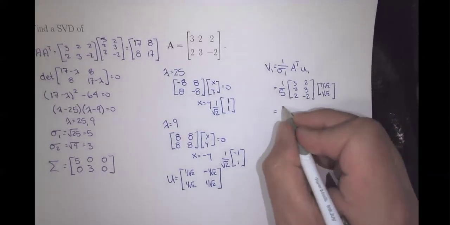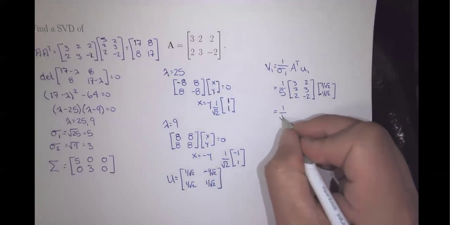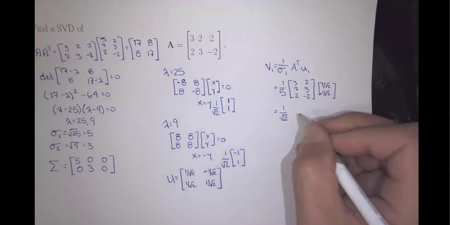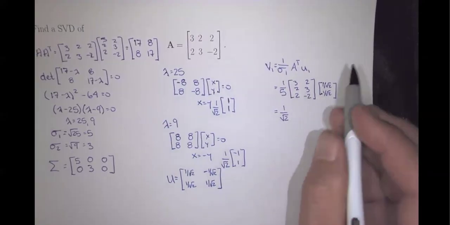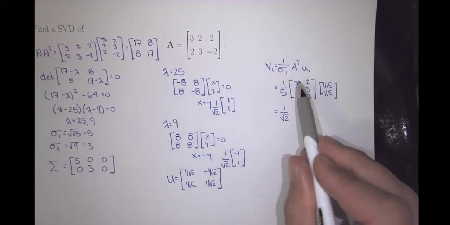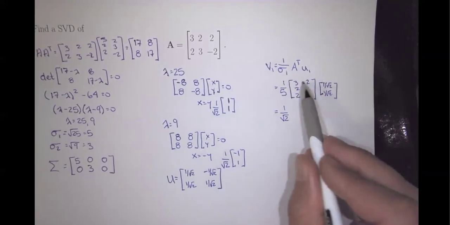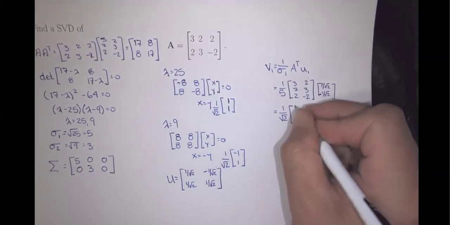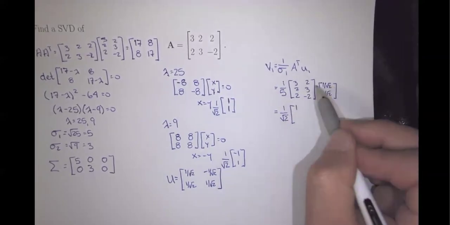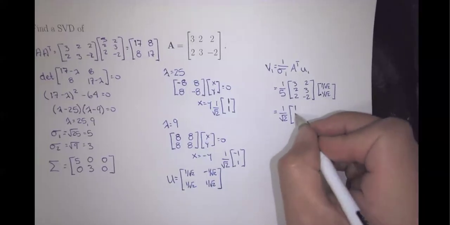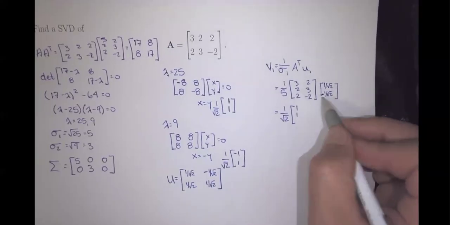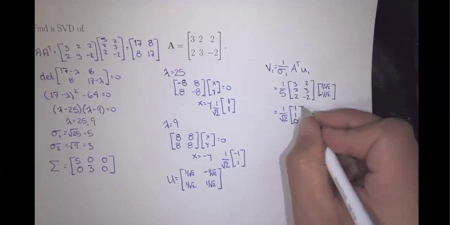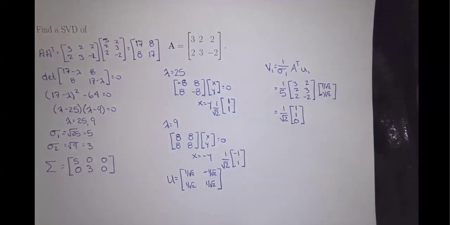Okay, so I'm confident that we're going to end up with a 1 over root 2 out front. We might end up with a multiple of 5 as well. So I'll pull the 1 over root 2 out front. We end up with 3 plus 2 is 5, divided by 5 gives us 1. 2 plus 3 is 5, divided by 5 gives us 1. 2 minus 2 is 0. So that's our vector V1.